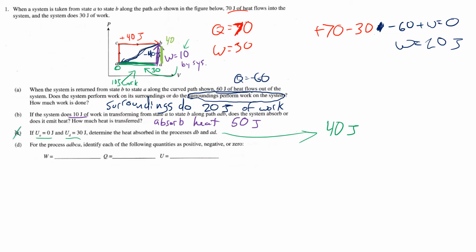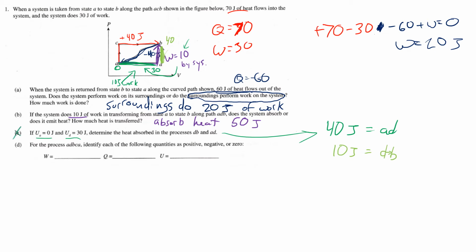So we just did A to D. Now we're doing DB, which is the light green. So we're going 30 to 40 along this light green path, so we need to go up by 10. How much work is there? There's no work. So anything you gain is going to be all internal energy here. So it's just going to be 10 joules for D to B. Sound good? All right, perfect.